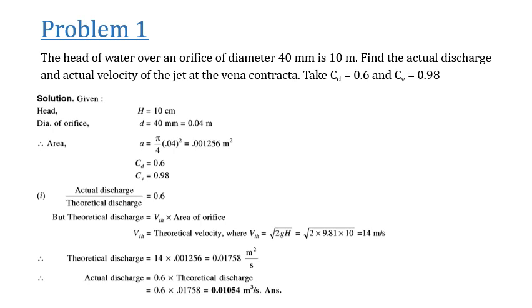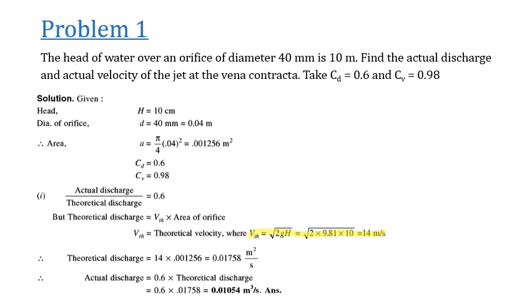So we know coefficient of discharge is actual discharge to theoretical discharge. And theoretical discharge is theoretical velocity into the area of orifice. And we know theoretical velocity is given by under root 2gh. So head of water is 10 meter, and we get the theoretical velocity as 14 meter per second.